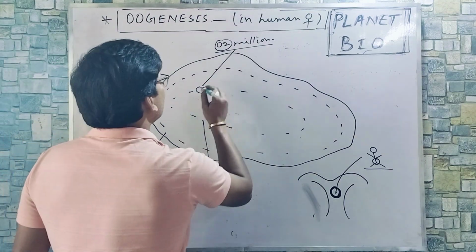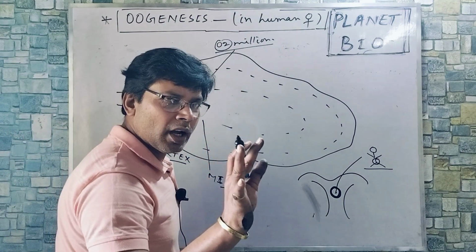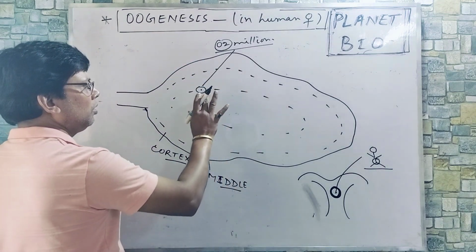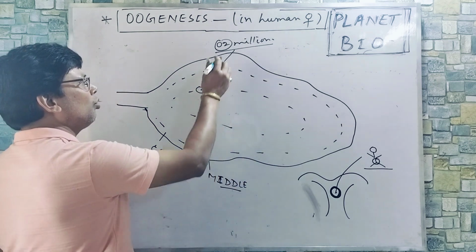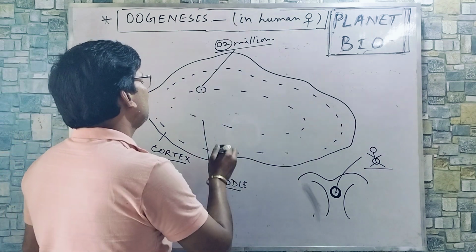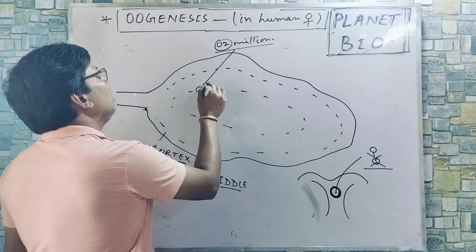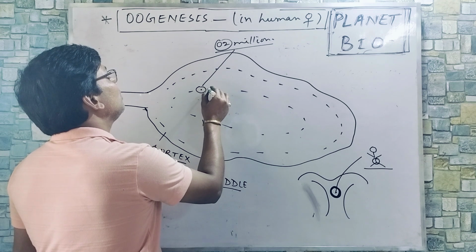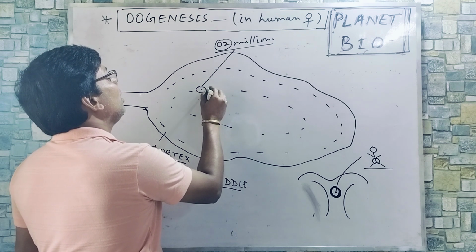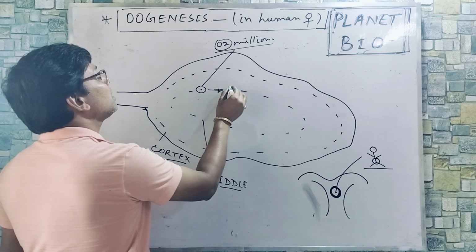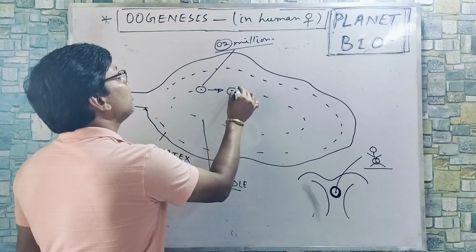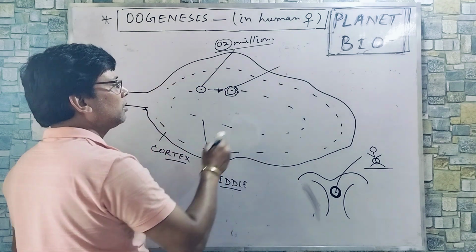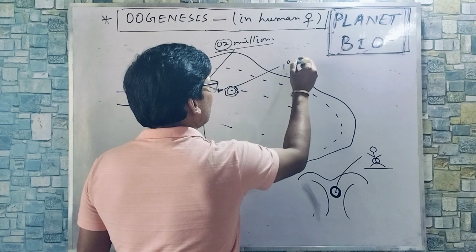So 2 million oogonia are formed. No more oogonia are formed or added after the birth. Only at this stage oogonia will be formed, 2 million. Okay? Now, this oogonium further develops, and after development what happens? It is covered with layers of granulosa cells. It becomes primary follicle.